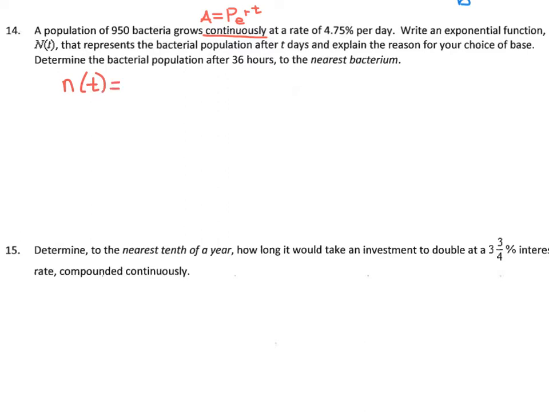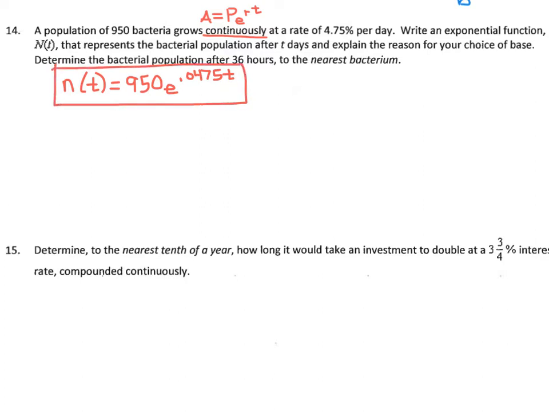N of t equals, okay, so in place of the P, we know we started off with 950 bacteria. We want to leave the e as our base. e stays as e. The rate is 4.75, so if we change that to a decimal, you move the decimal place back twice, so that'll be 0.0475. And we want to leave that in terms of t, because we want to be able to plug in different times into this function so that you could see how much bacteria there is. That's why we have a t here, the number of bacteria in terms of time, so N of t. Okay, so that's the answer to the first part.